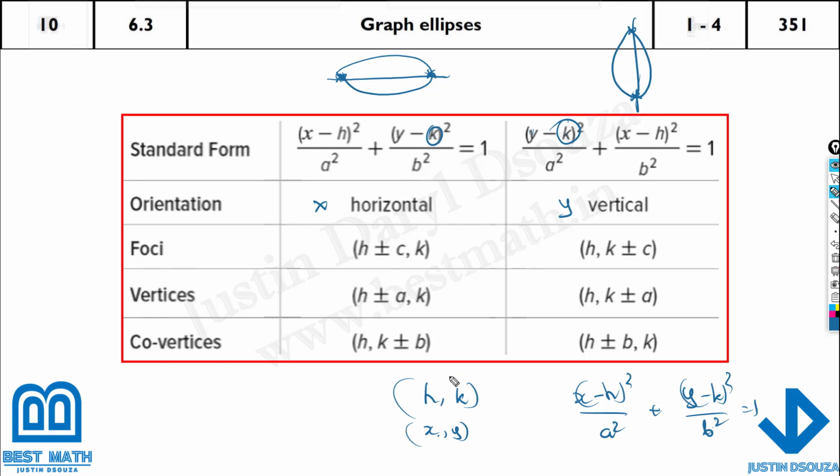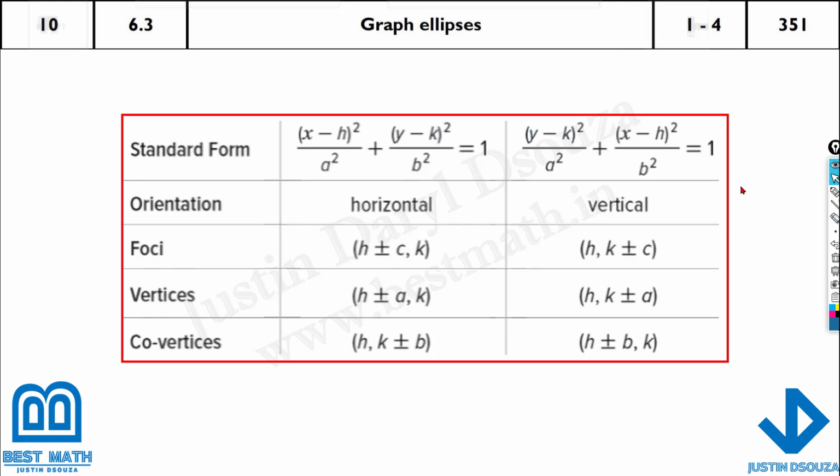B is the distance between the co-vertices. Now these smaller values will be the co-vertex. It's not the entire distance, it's just from the center. From here, if we count the vertex and the co-vertex, that's it. Now we will see problems. You don't need to know all these by heart, but if you just remember the standard form and the orientation, that's more than enough. Let me show you how we can solve them.